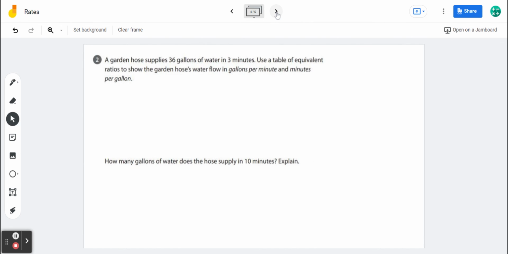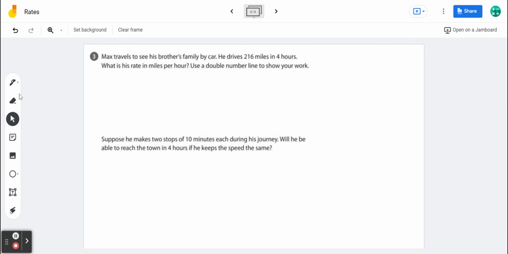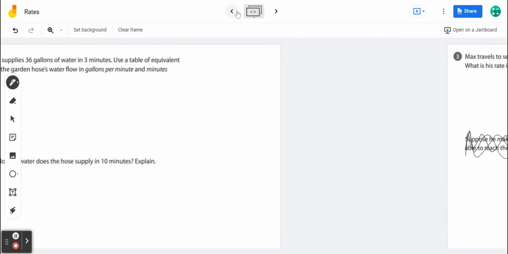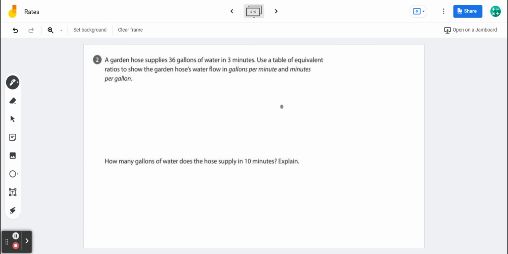What I will say for number 3, you can cross off this piece. I don't like that question. For number 3, just do the top part. For number 2, I'll give you a little information as well. So it says a garden hose supplies 36 gallons of water in 3 minutes. Use a table of equivalent ratios to show the garden hose's water flow in gallons per minute and minutes per gallon. So they told me specifically they want me to use a table.